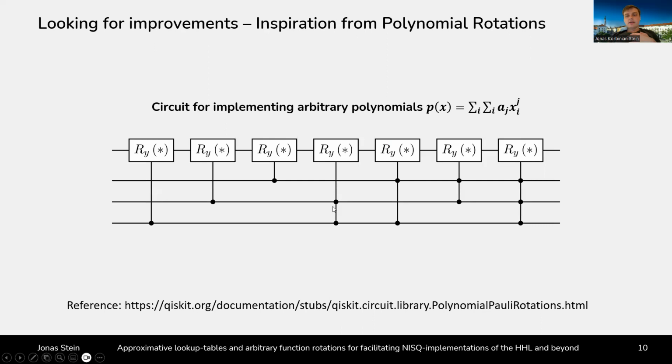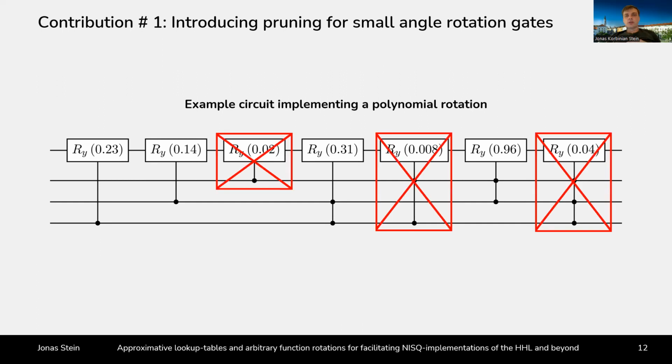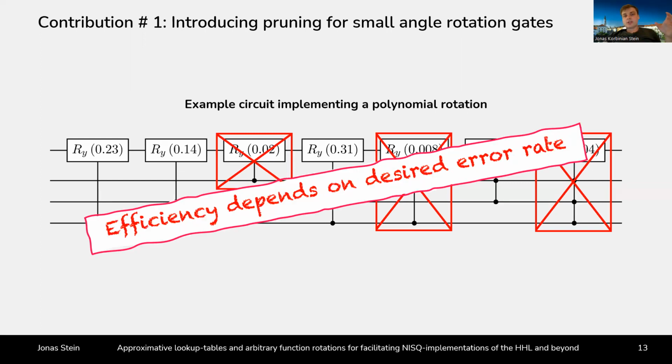And this has already been done. There's some implementation out there in Qiskit that you can find here below. Then our idea was, if we look at some example of this, there might be very, very small rotations in there, indeed, for some given polynomial rotation, which we can just cross out, just like that. And of course, we get a small error, but in practice, actually, this error isn't really all that big. And the ratio of gates that we can cut out can be quite large. So the efficiency of this approach when pruning out those small angle rotations is really good.